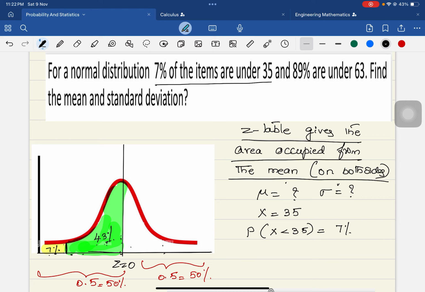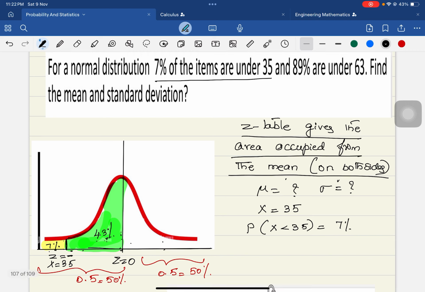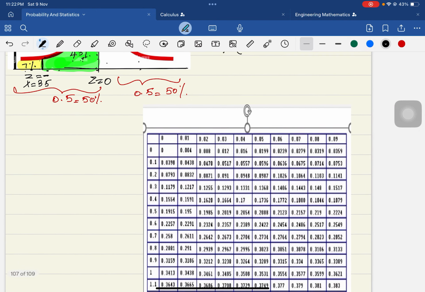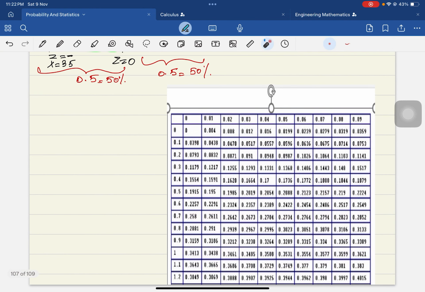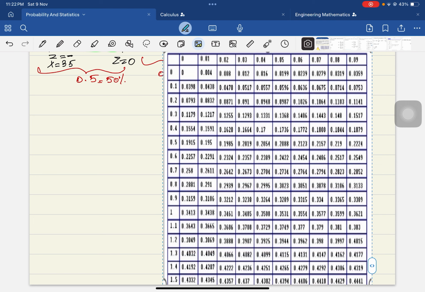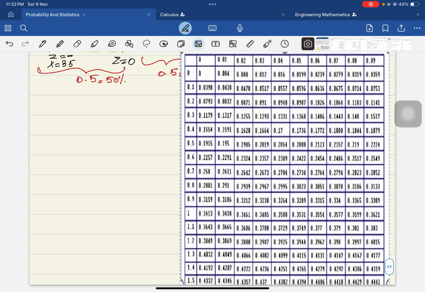I hope it is clear. Now, one thing: when I say this value is x equal to 35, what will be the value of z here? Since z is 0 at the mean, it is very clear that the z value will be negative here. Correct? So let us now find where we can see 0.43 in our areas. Let us see where 0.43 is; we can check here. 0.43.